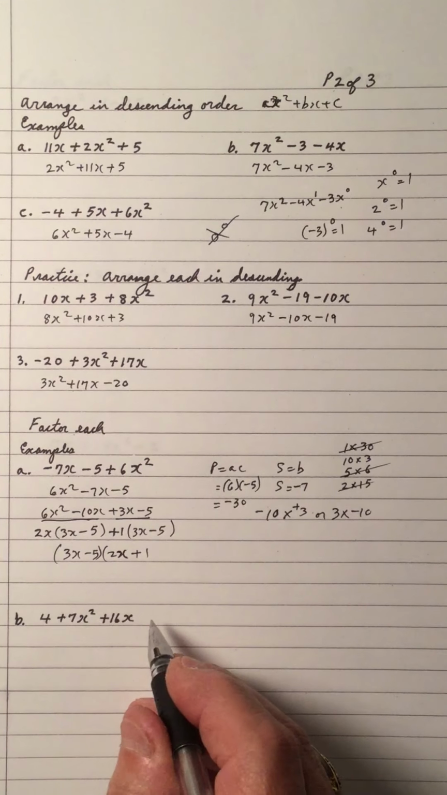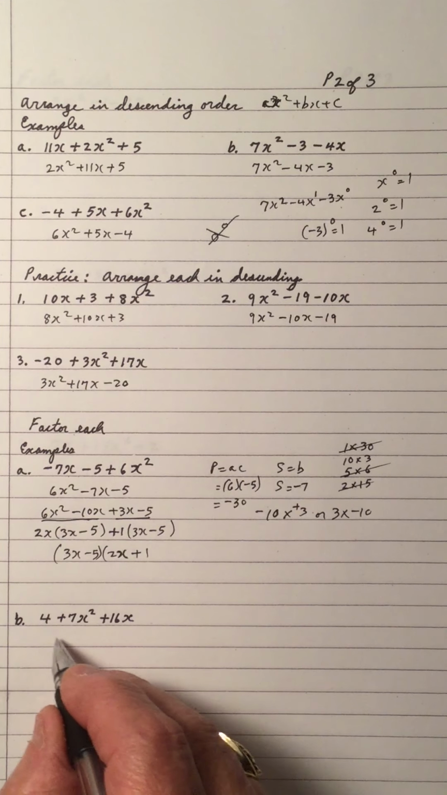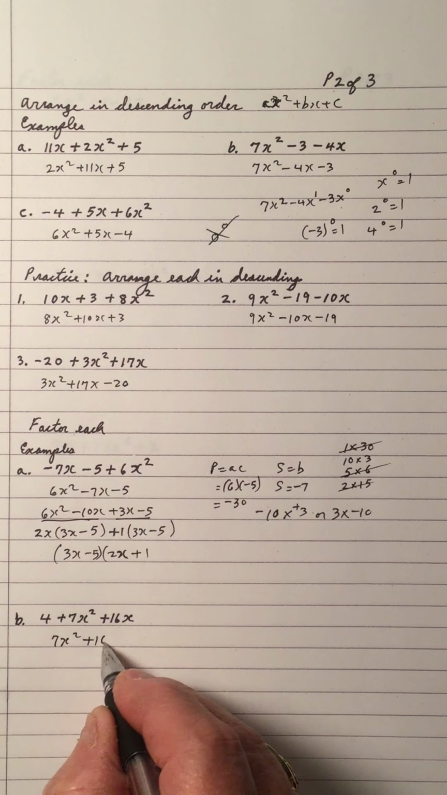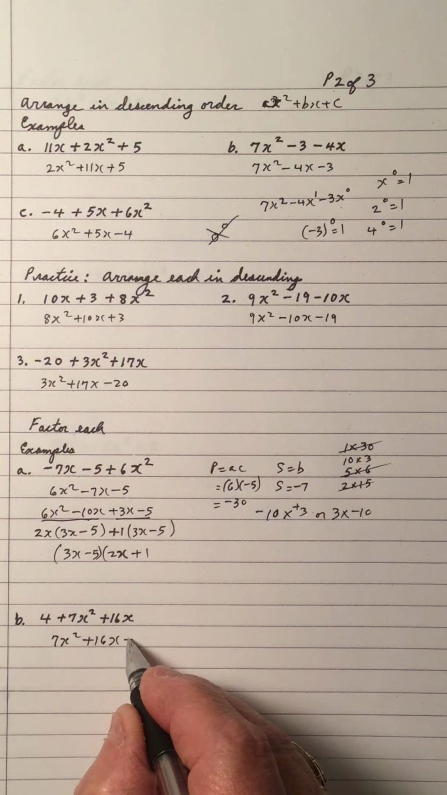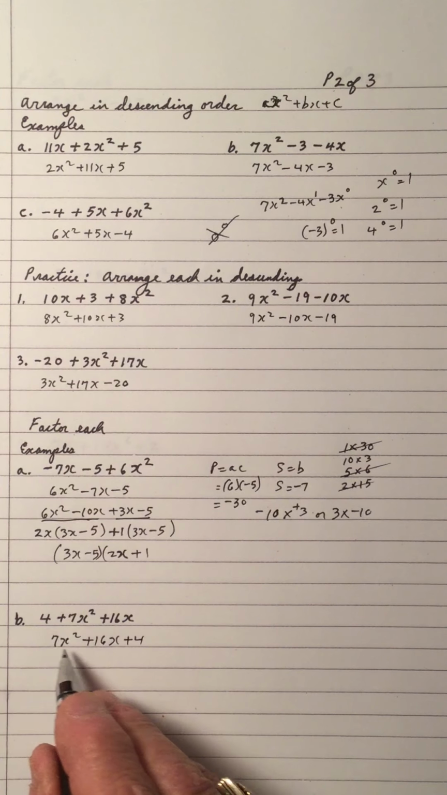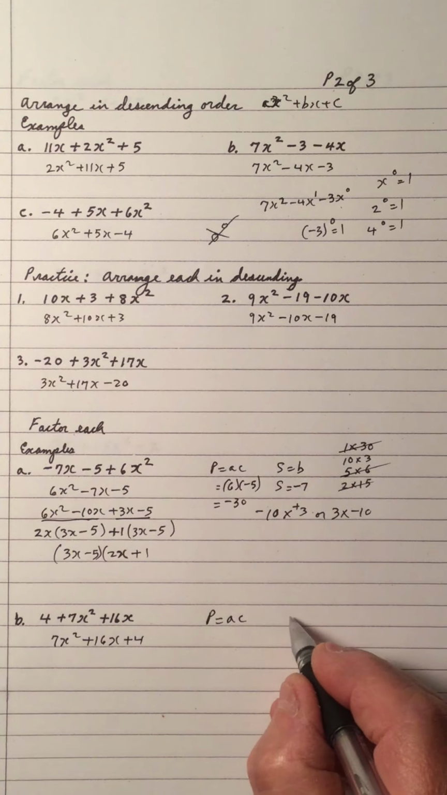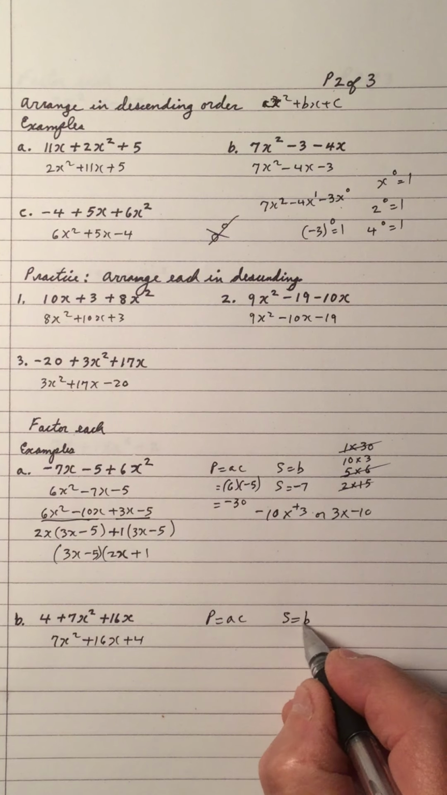And again, we have to have descending order. So we have to have a 7x squared, then we have to have an x, then we have to have a constant. So that's ax squared plus bx plus c. Product is ac. Sum is b.